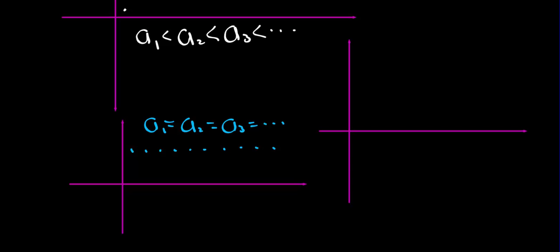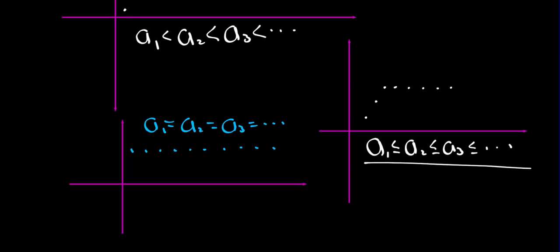Now you can have a variety. You can have a situation like this: increasing, increasing, increasing, stays the same, stays the same, stays the same. But notice that A1 is less than or equal to A2, less than or equal to A3, and so forth. When you have a sequence behaving this way, we say that's monotonic. And in particular, this is monotonic non-decreasing.